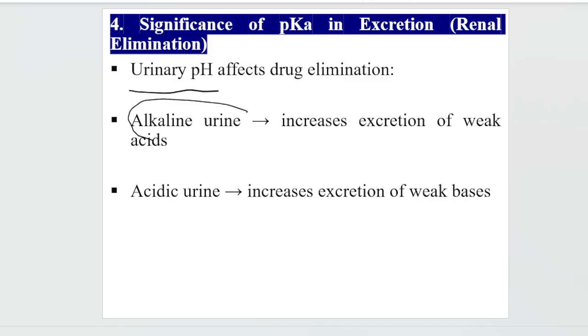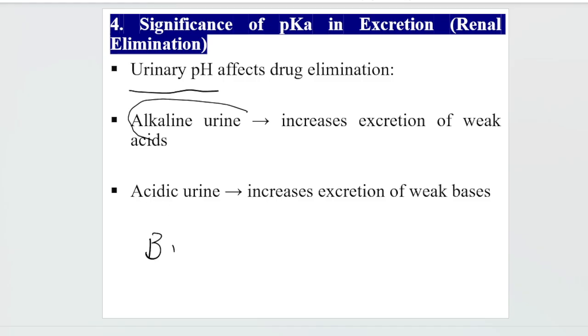If the drug is present in the non-ionized form, it will be reabsorbed and it will go back into the blood. That's why this philosophy of changing the pH of the urine is helpful to counter the toxicity of many drugs. And the best example is barbiturates. Barbiturates are basically acidic in nature.